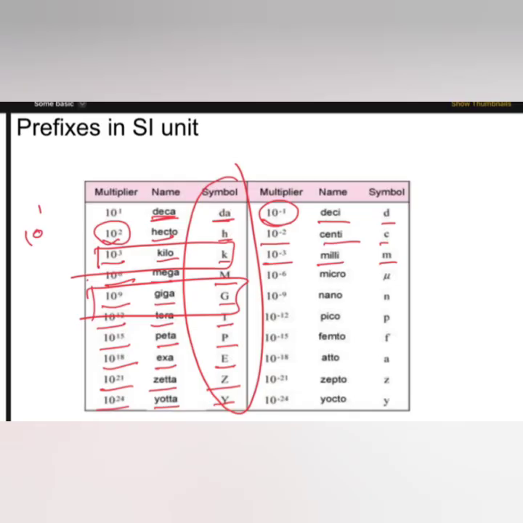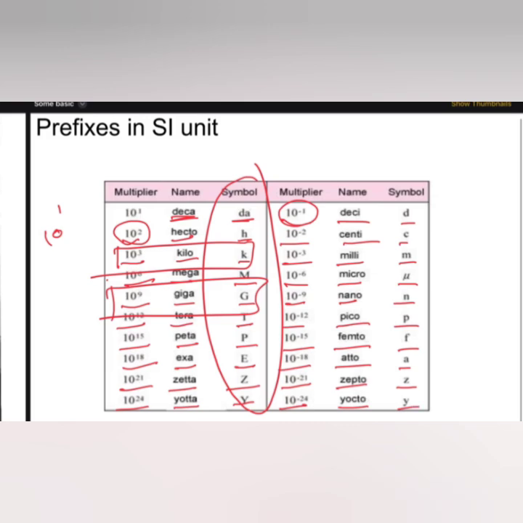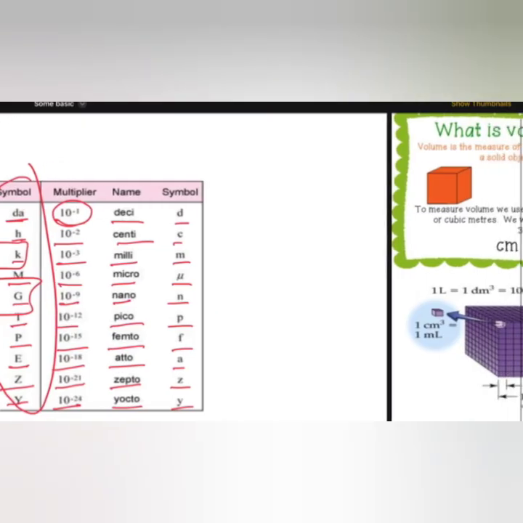10 raised to minus 6 is micro, mu. 10 raised to minus 9 is nano, n. 10 raised to minus 12 is pico, small p. 10 raised to minus 15 is femto, small f. 10 raised to minus 18 is atto, small a. 10 raised to minus 21 is zepto, z. 10 raised to minus 24 is yocto, small y. You can remember all the prefixes in the SI unit.